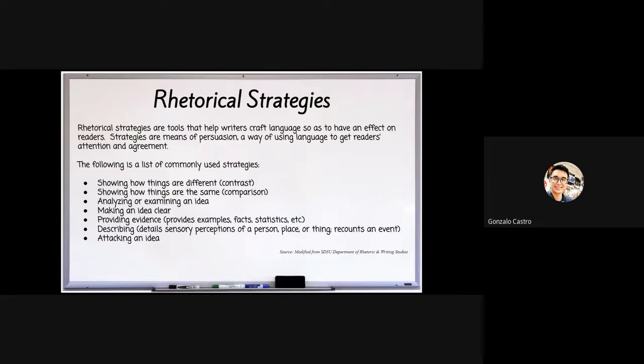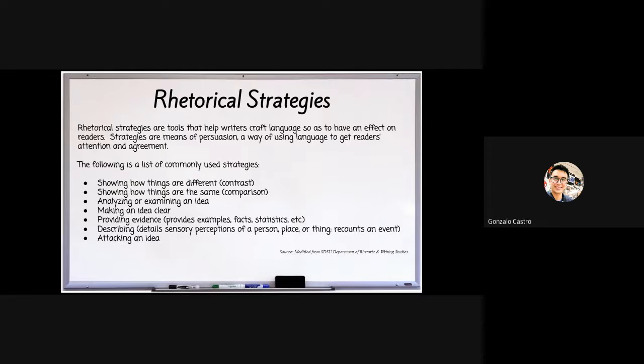In order for us to explain what an author is doing, we're going to learn today about something called rhetorical strategies. Rhetorical strategies are tools that help writers craft language so as to have an effect on readers. Strategies are means of persuasion, a way of using language to get readers' attention and agreement, which simply means that rhetorical strategies are a way for an author or speaker to get the attention and the agreement of their audience, or in other words, to persuade their audience.